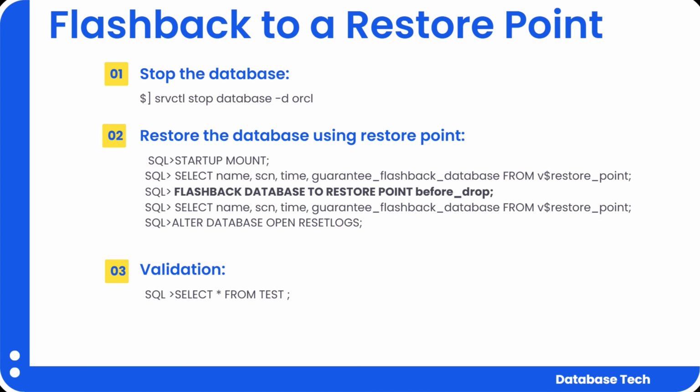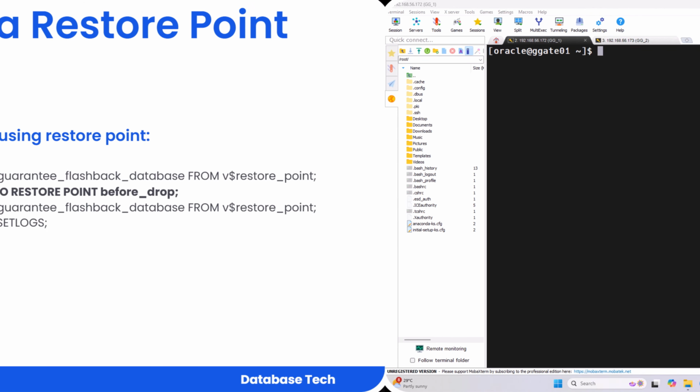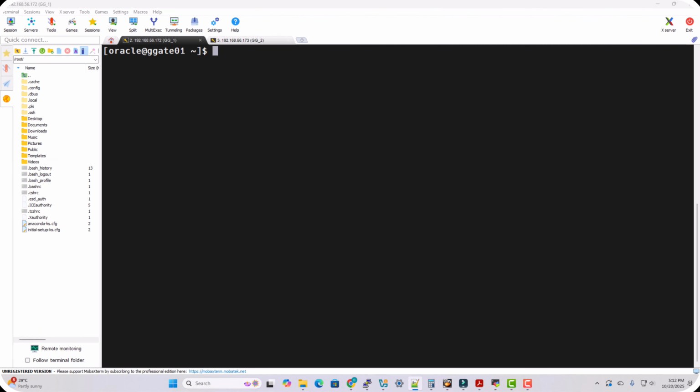These are the steps to restore a database using the restore point created earlier. First, we'll stop the database. As this is a RAC database, I'll use srvctl to stop all instances. Next, we'll restore the database. So these are the steps we need to follow to restore the database. I'll show you in the lab. At last, we'll validate the status of the table. Alright, it's time for the lab session.